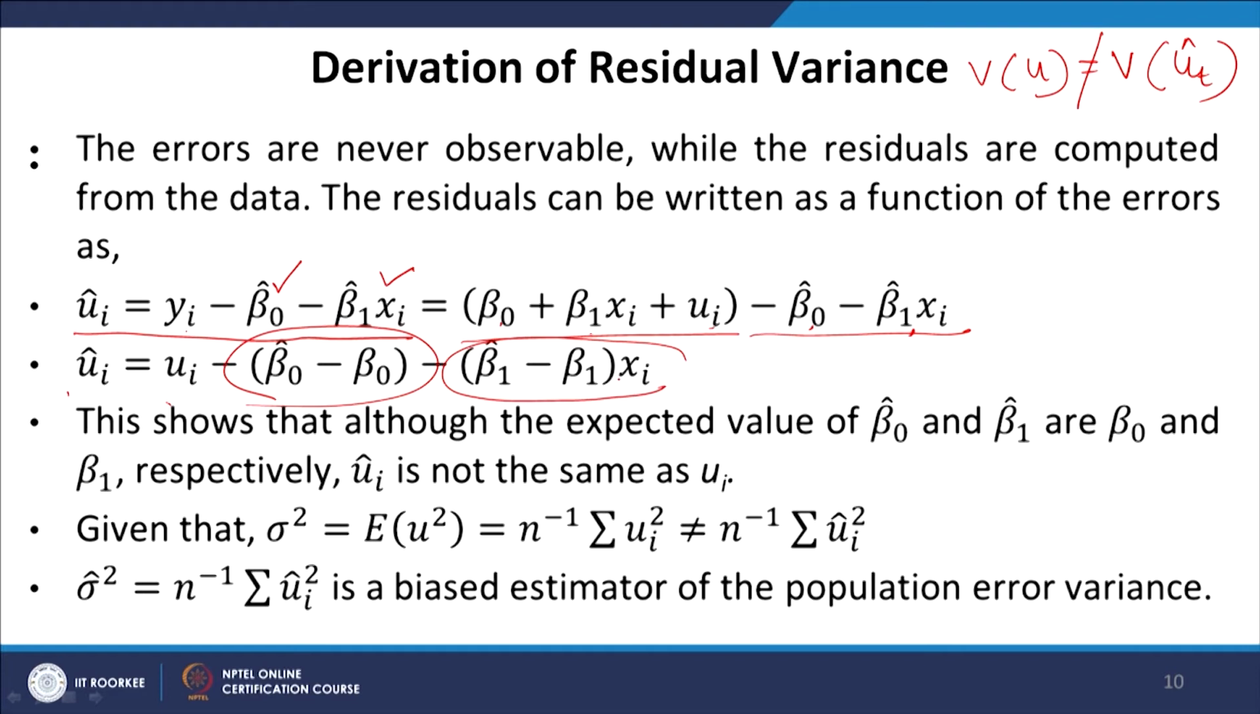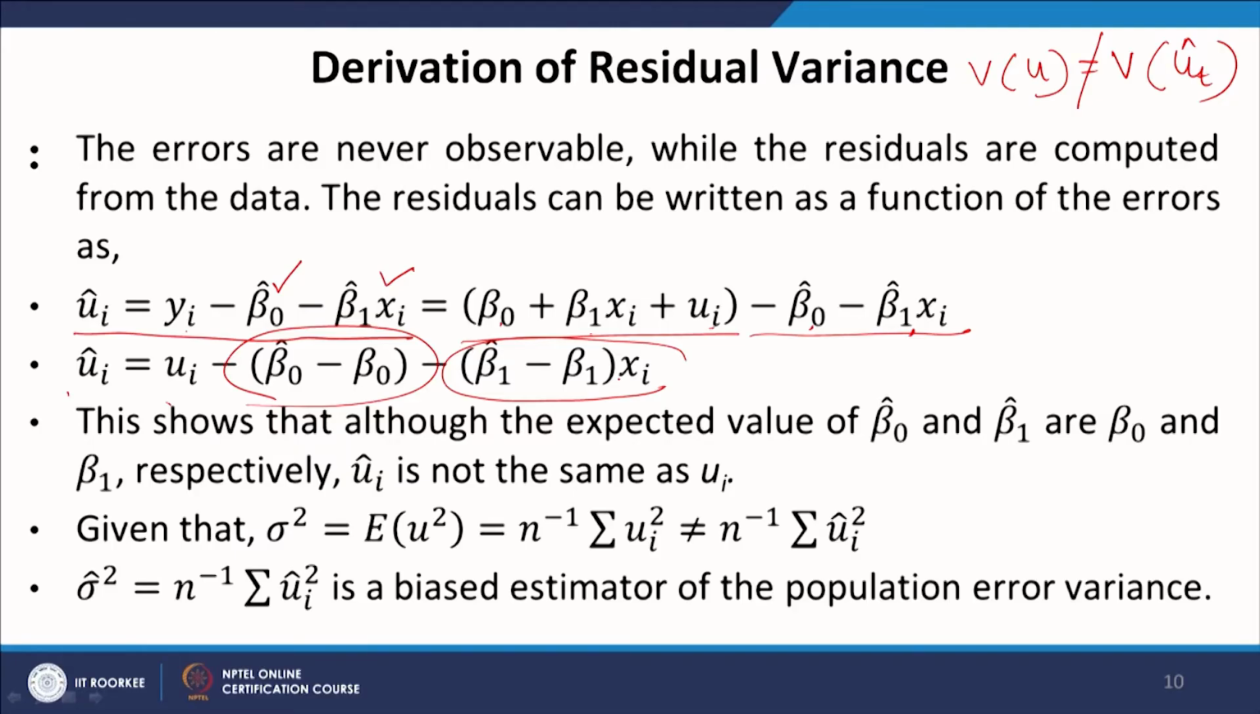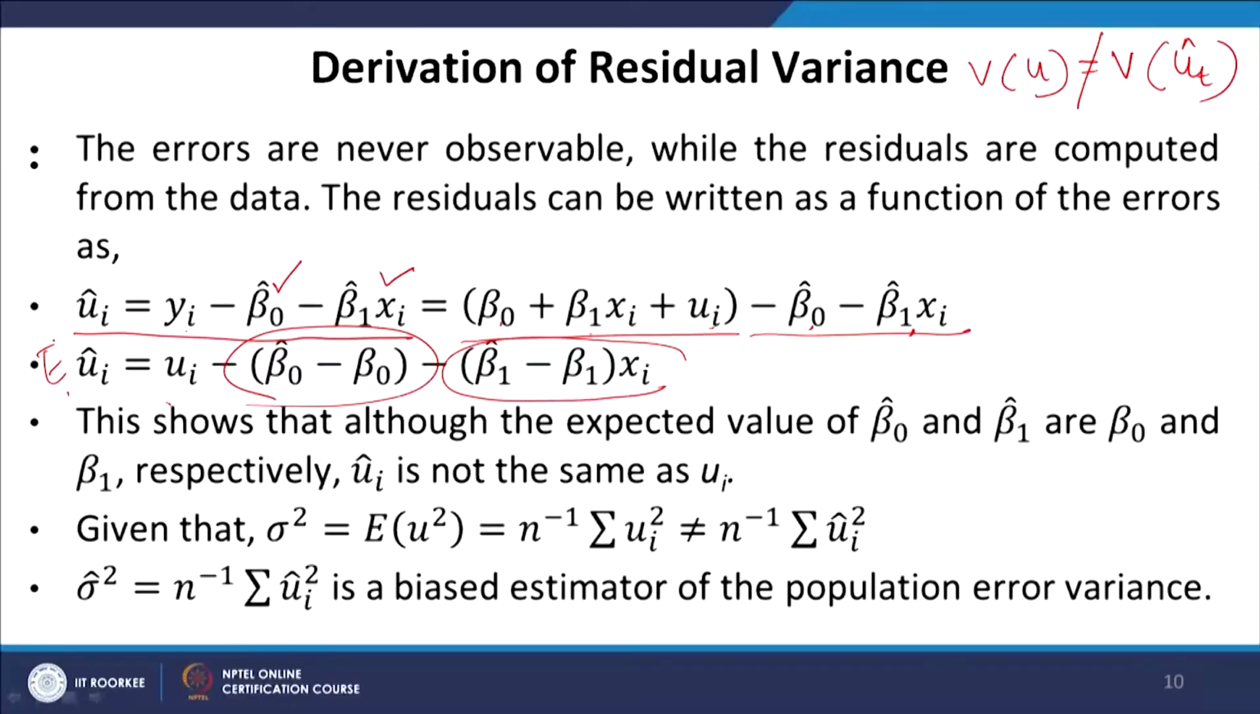So, this shows that although the expected values of beta naught hat and beta 1 hat are supposed to be beta naught and beta 1 respectively, ui hat is not the same as ui, right. As long as I do not take an expected value here, I am actually not saying that these are the same thing. So, individually they can be different; the population error can be very different from the sample residual.